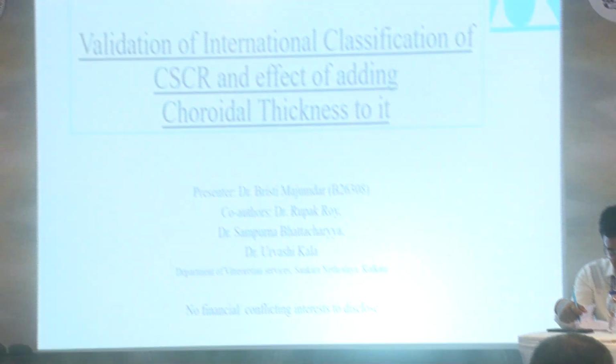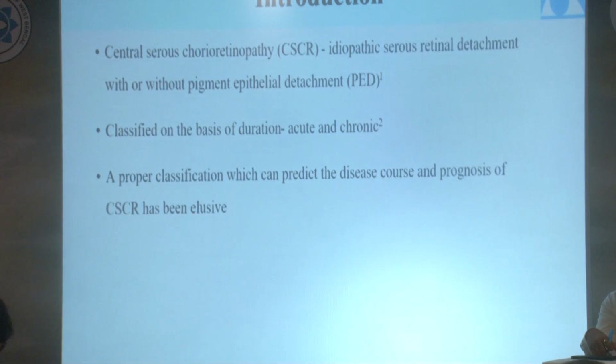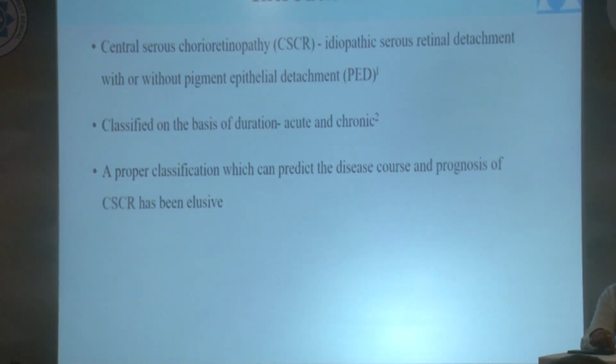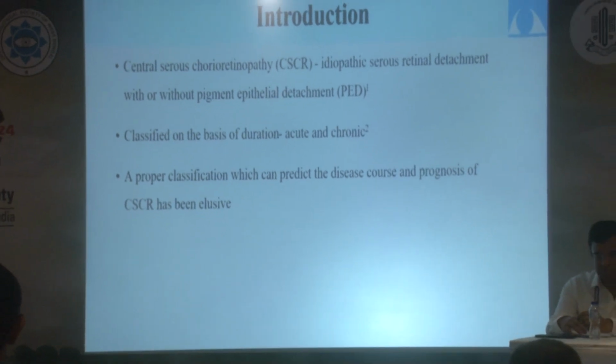Good morning. Today I'll be speaking on validation of the international classification of central serous chorioretinopathy, or CSCR, and the effect of adding choroidal thickness to it. Central serous chorioretinopathy is an idiopathic serous retinal detachment which can be classified on the basis of duration as acute or chronic, but a proper classification system to predict its disease course has been elusive.